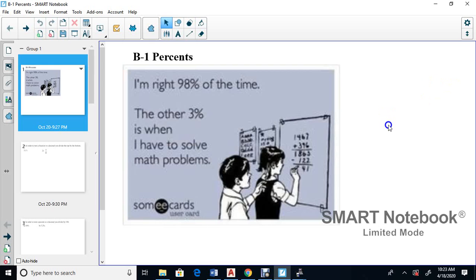So let's take a look at the joke of the day. I'm right 98% of the time. The other 3% is when I have to solve math problems.